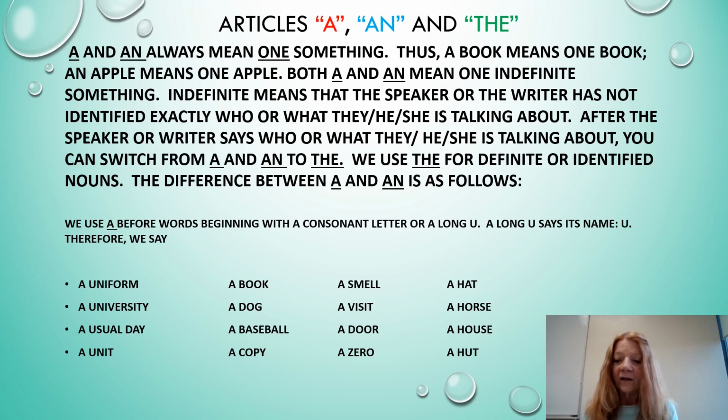If we're identifying a specific item, we would say a book, a dog, a baseball, a copy. Now, some people say that's fine. A book, a dog, a baseball, a copy. Or maybe a smell, a visit, a door, a zero. Or how about a hat, a horse, a house, and a hut.